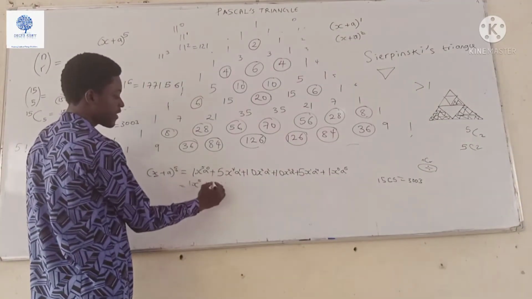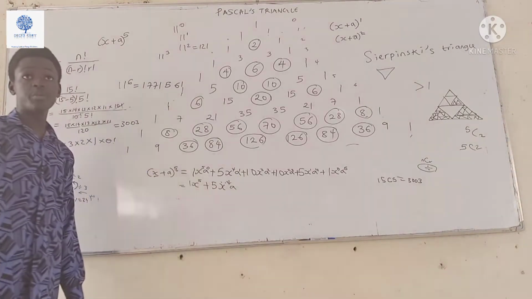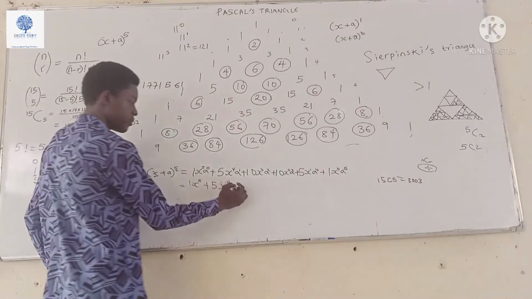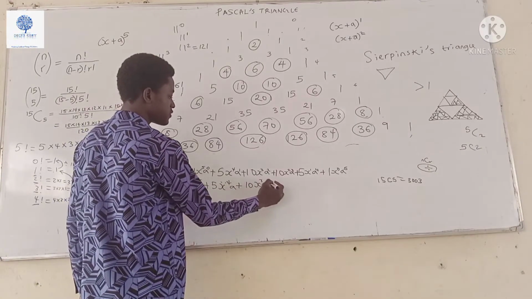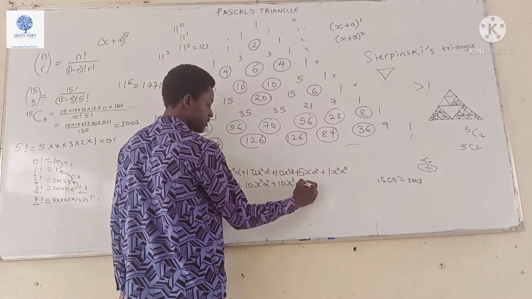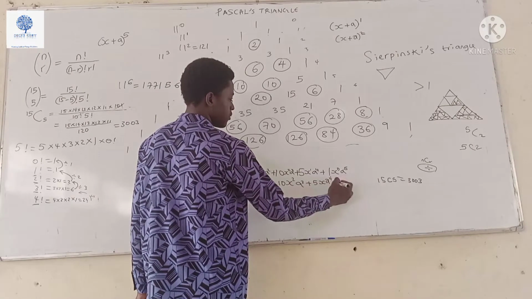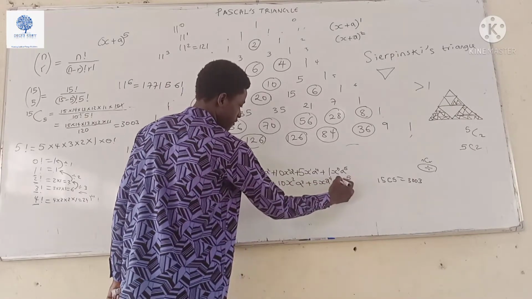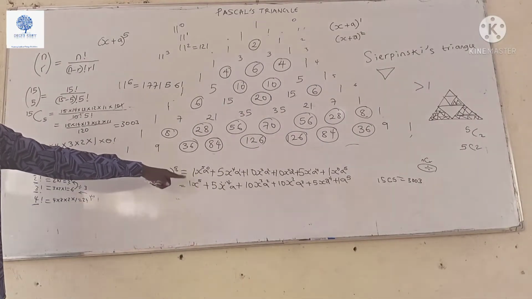Plus 5x raised to the power of 4 and then a, because a raised to the power of 1 is still a. Plus 10x raised to the power of 3, a raised to the power of 2. Plus 10x raised to the power of 2, a raised to the power of 3. Plus 5x, a raised to the power of 4, plus a raised to the power of 5. So your final answer for x plus a to the power of 5.